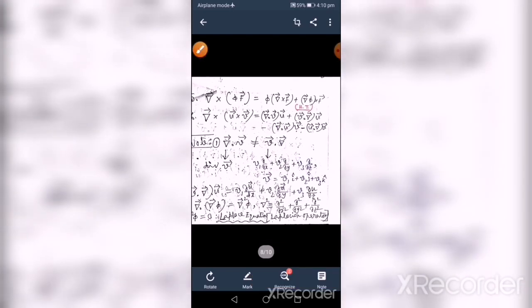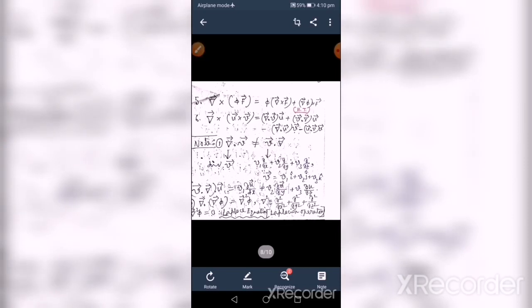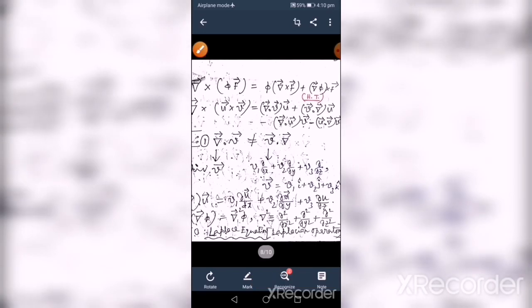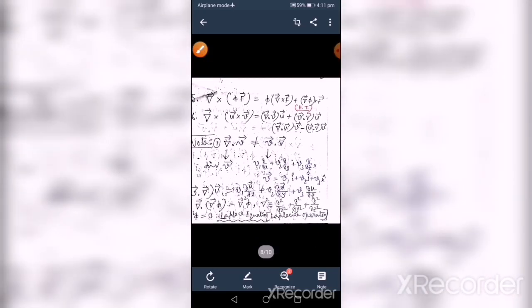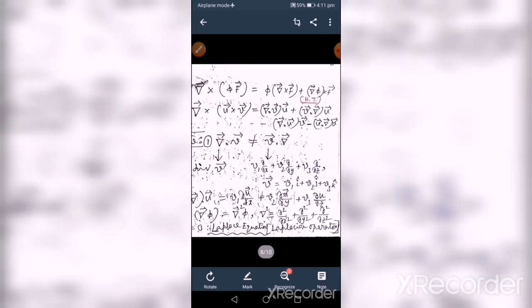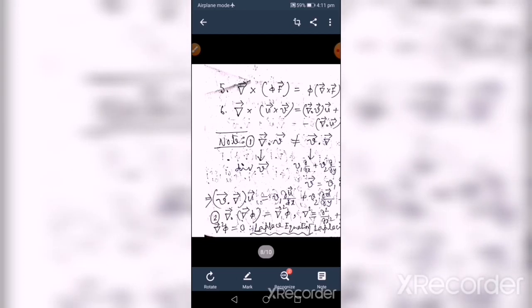Number 2, del dot del phi we denote as del square phi, where del square is a new operator which is del 2/del x2 plus del 2/del y2 plus del 2/del z2, called the Laplacian operator, and del square phi equal to 0. This we call Laplace's equation.